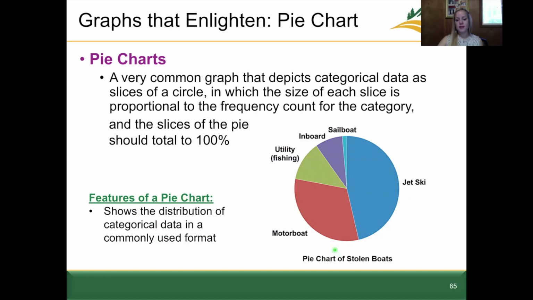So here, for example, a pie chart of stolen boats or watercrafts. It's evident that jet skis appear to be stolen the most frequently, then motorboats, and so on, with evidence here that sailboats are stolen the least frequently.